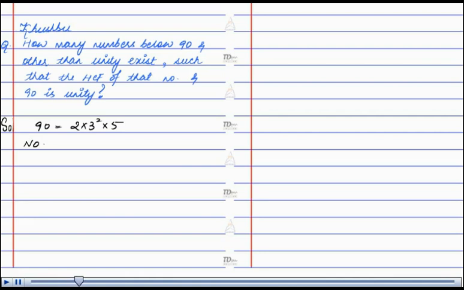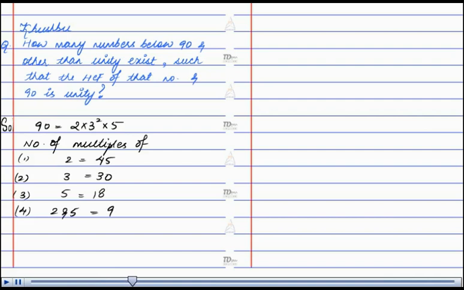Therefore, number of multiples of 2 will be 45, 3 will be 30, 5 will be 18, 2 and 5 will be 9, 2 and 3 will be 15, 3 and 5 will be 6 and that of 2, 3 and 5 will be 3.